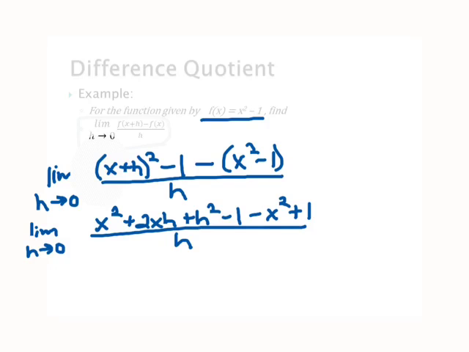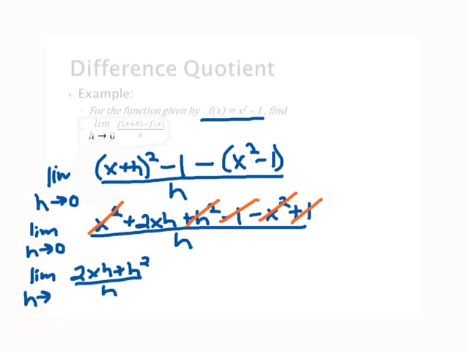We can see that the h squareds are going to cancel. Or excuse me, not the h squareds, take that back. The x squareds are going to cancel, and the 1s are going to cancel. Again, I apologize for my blunder here. So at this point, we have the limit as h approaches 0 of the quantity 2xh plus h squared all over h.